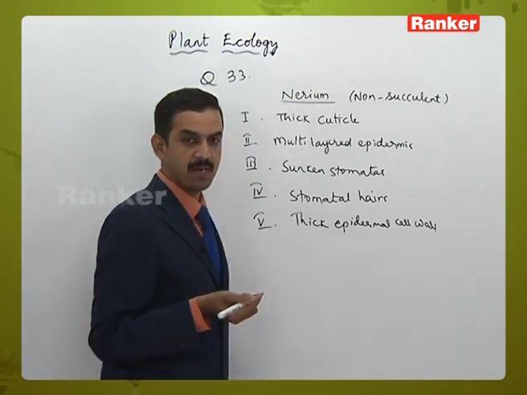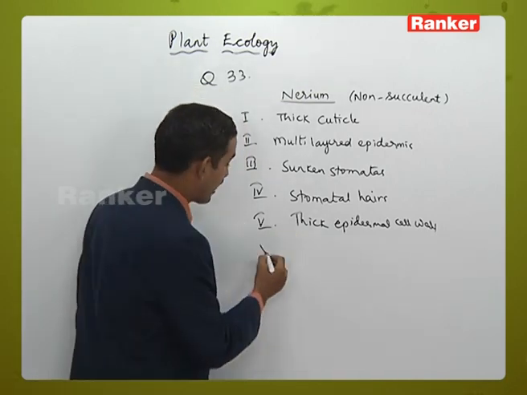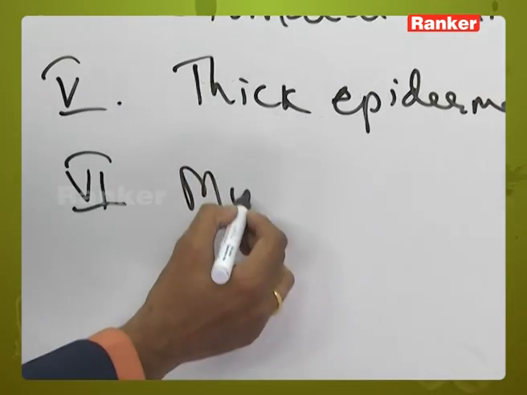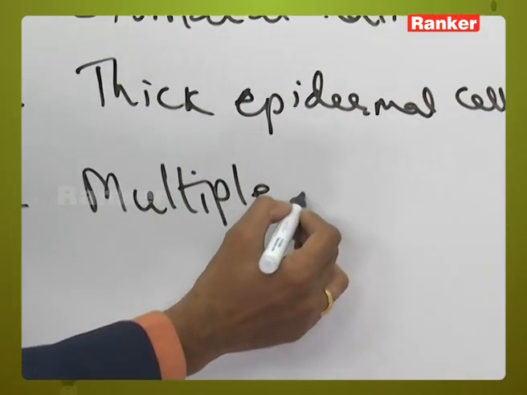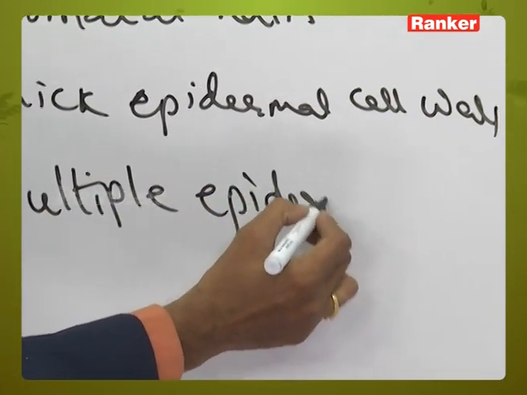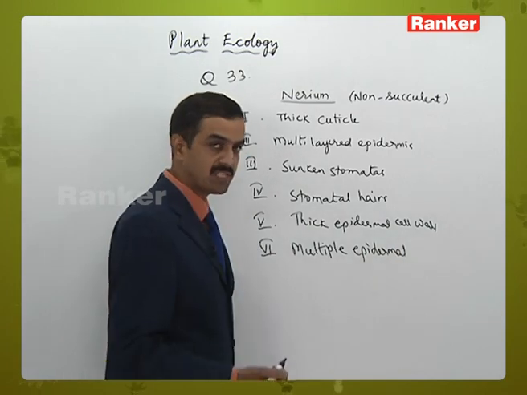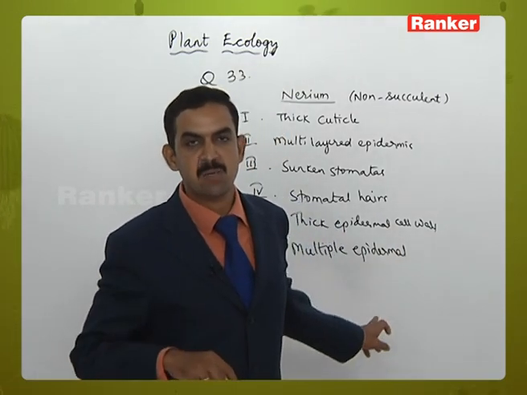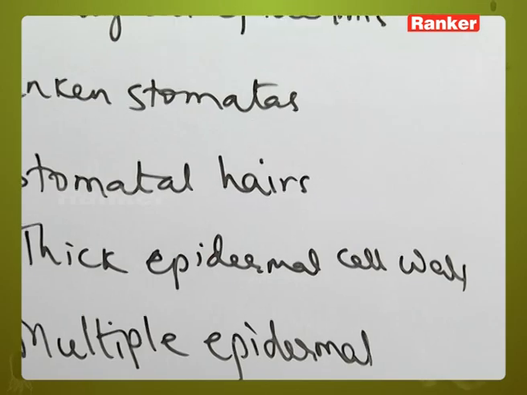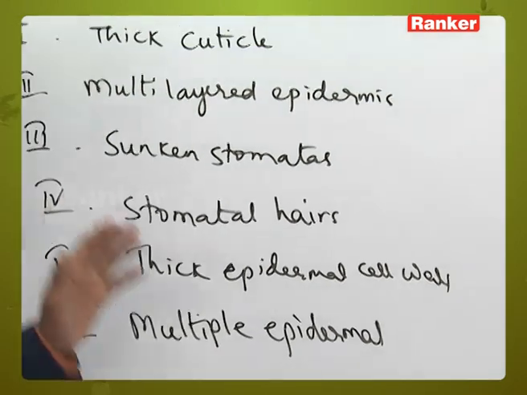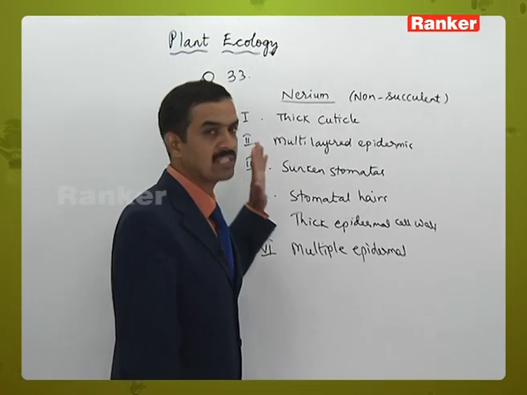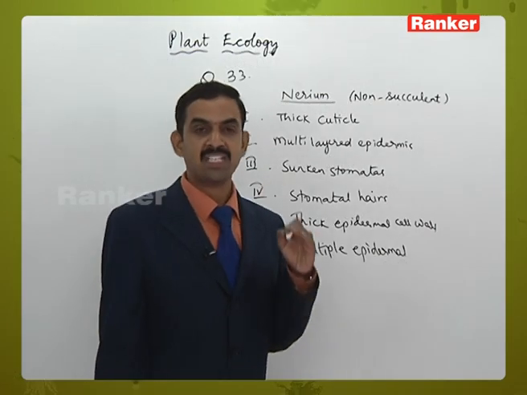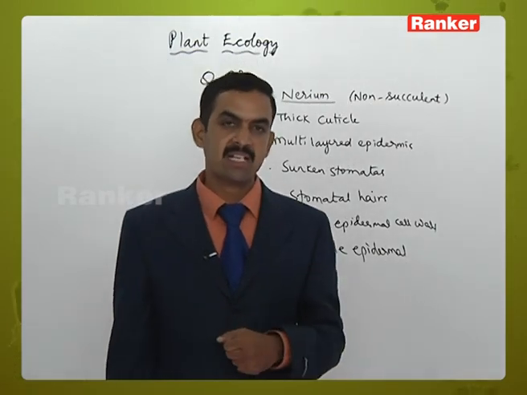So this is also one of the adaptations. Likewise, we can also see the presence of multiple epidermis, that is epidermis in more than one layer. Actually, in most of the plants, we know that epidermis is of only one layer, but here the exceptional case is that many layers of epidermis are present. So these are some of the important characters related to the Nerium plant where it got adapted to the xerophytic conditions.